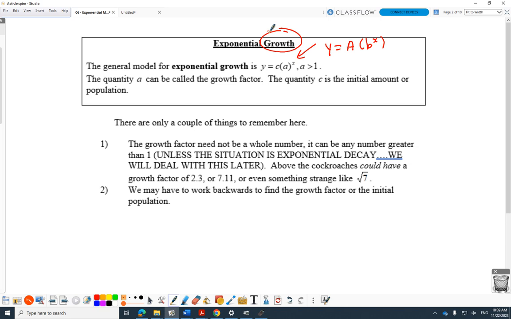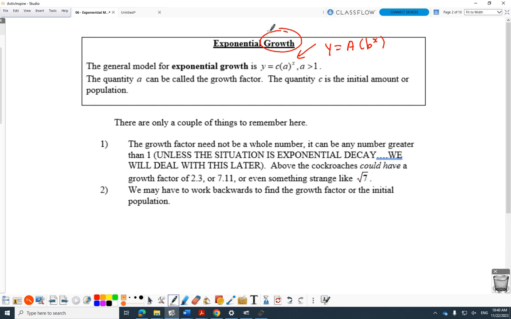It can be any number greater than 1 unless it's exponential decay, but I'll deal with this later in the lesson. In fact, I'll sneak it up on you. All of a sudden you'll notice that I did a decay one in the middle of it. The cockroaches could have had a growth factor of 2.3, 7.11, or something strange like root 7. We won't do too much of that, but in the real world, cockroaches don't try and double every week. They'll double exactly how often they want to, and that's it. They're not dictated by my little table.